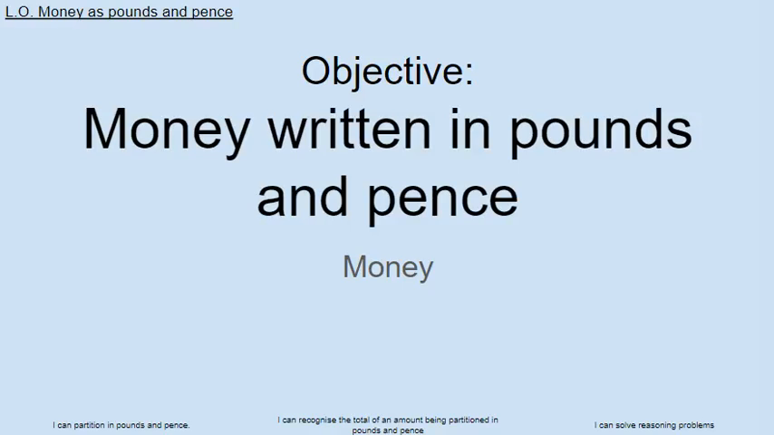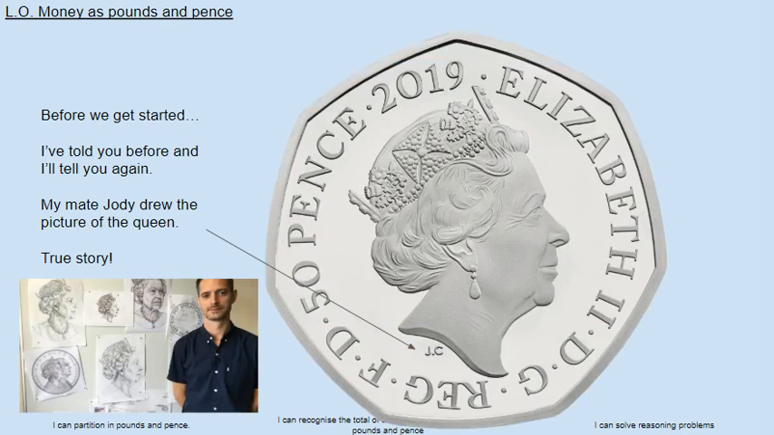Right, so this week we're going to be learning about money, and today the objective is money written in pounds and pence.